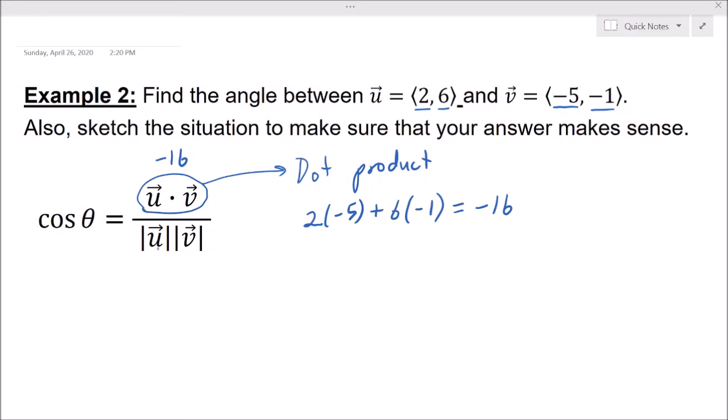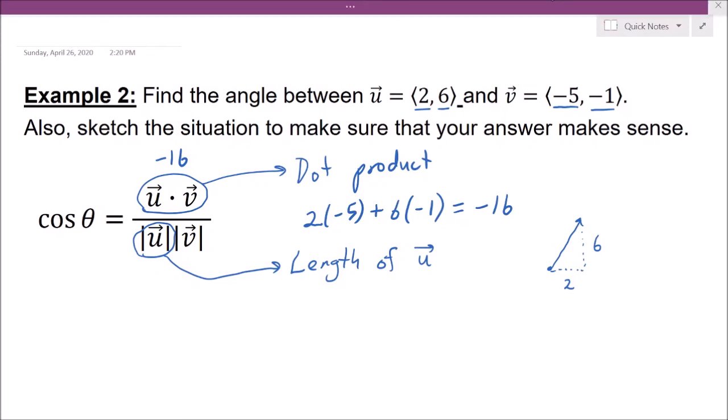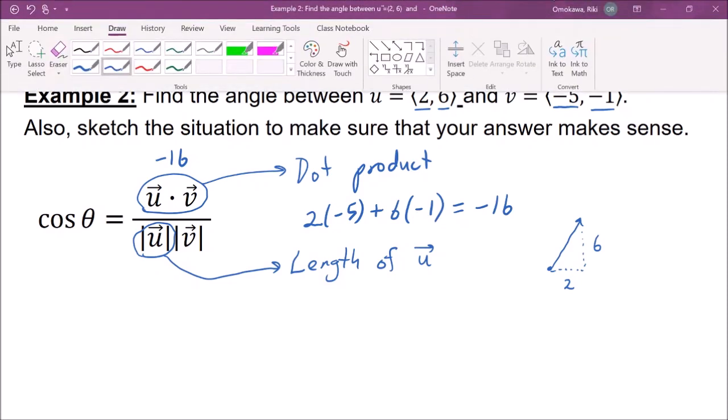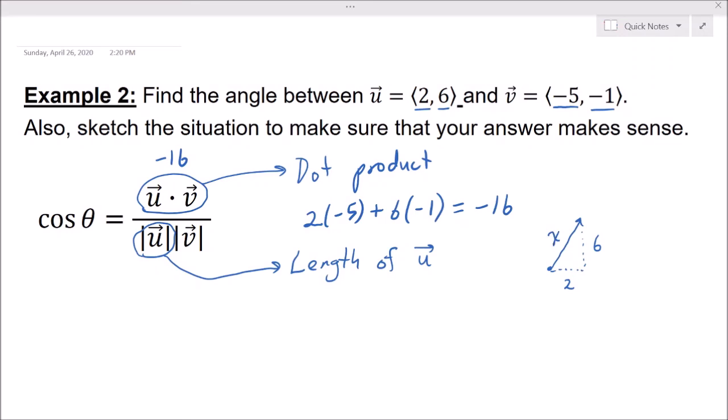Now let's find the length of u, that's this right here. Length of u. And if you recall from a previous lesson, well, u is like starting from the origin right 2, up 6, right? So that's like a right triangle with one length 2, one length 6, and the magnitude of the vector we want to find is this right here. Let's just call it x.